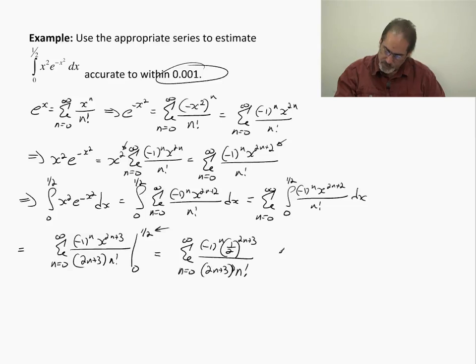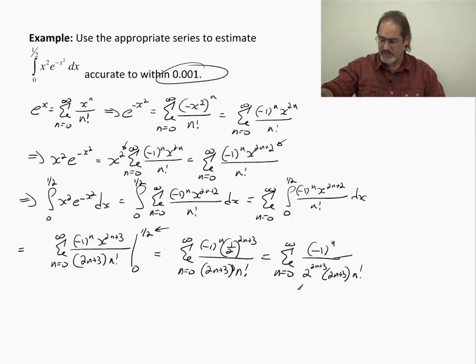I'm going to rewrite this one more time. This equals the sum n equals 0 to infinity of negative 1 to the n over 2 to the 2n plus 3 times 2n plus 3 times n factorial. I think you can see by looking at this that this is clearly an alternating series. You can do the alternating series test and confirm that this does in fact converge. That means to be within 0.001, I need the n plus 1th term to be less than 0.001. So I'm going to start writing out my terms here.